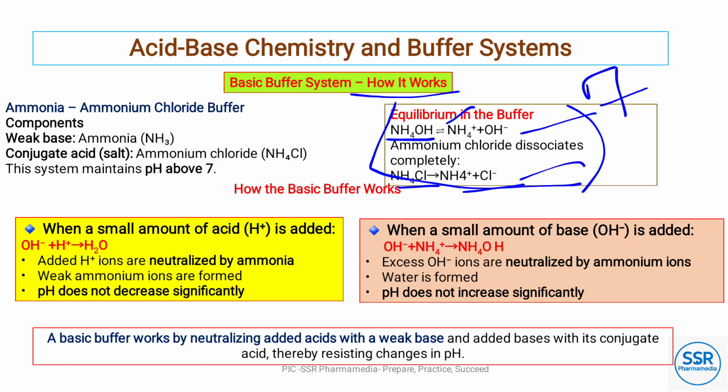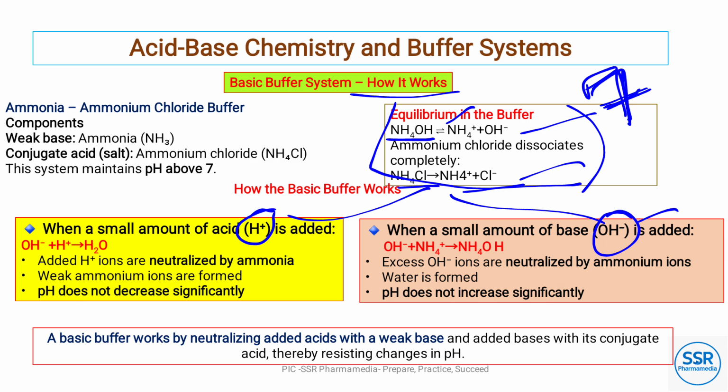In this buffer system, we are going to add hydrogen ions and OH minus ions, that means acids and bases. When we add acids and bases, it should not produce changes in the pH. The pH should be constant and should not produce any changes. So how does it work? Now I am going to explain the working mechanism.